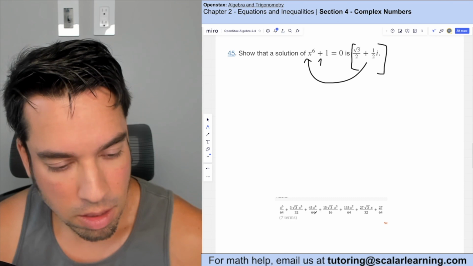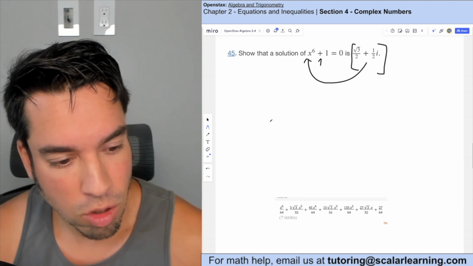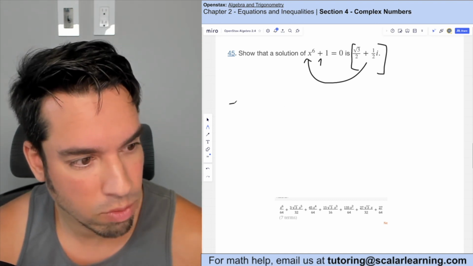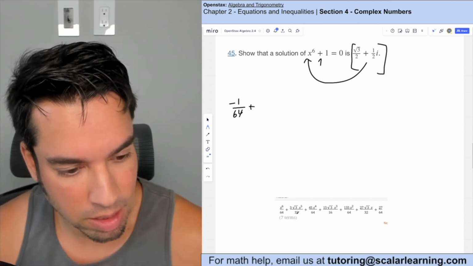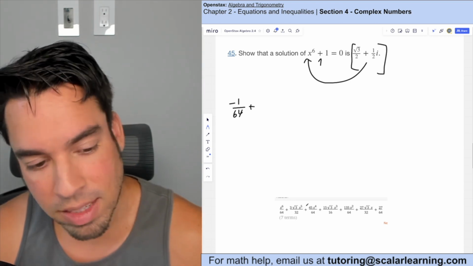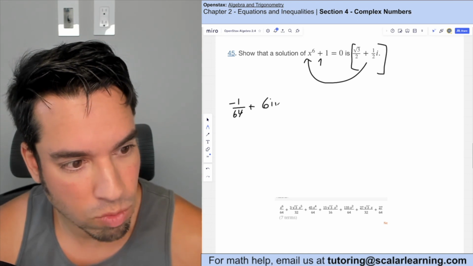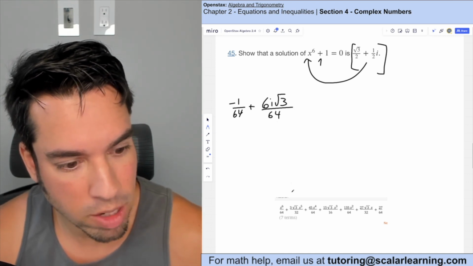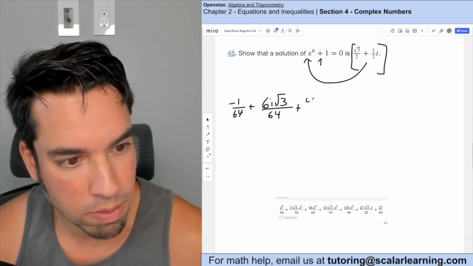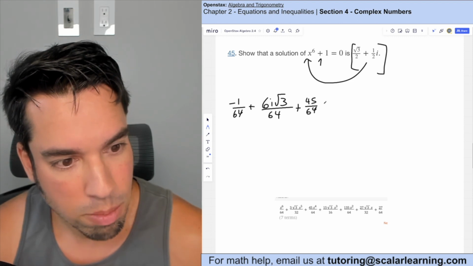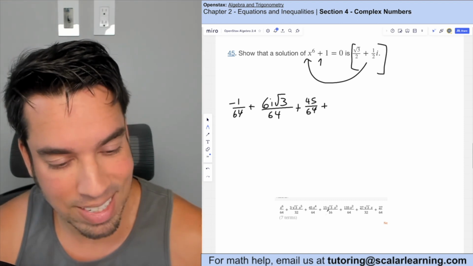And since the least common denominator is 64, I'm going to simultaneously convert everything to a denominator of 64. So i to the 6 is like i squared, so that's negative 1. So we got negative 1 over 64 plus 6 rad 3, and x to the 5th is i to the 5th, which is just i. So I'm going to make it 6i rad 3 over 64, just doubling the top and bottom. Then x to the 4th is just 1, so that's plus 45 over 64, plus, that's only out of 16, so I'd multiply that by 4 to get 64, so that's 4 times 15 is 60.